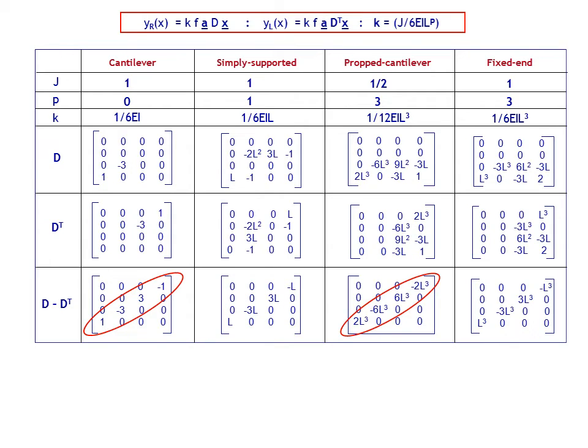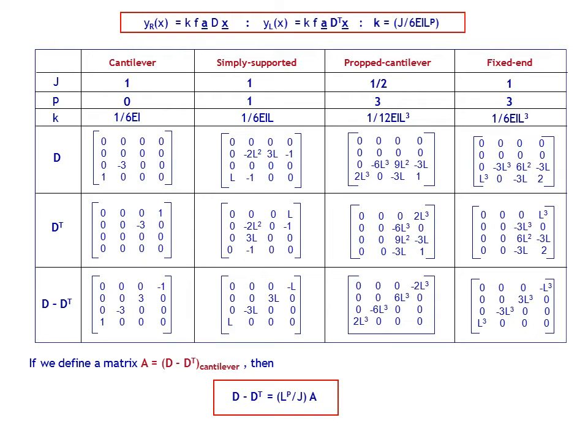Similarly, all the elements on the rising diagonal for the propped cantilever beam are 2L cubed times those for the cantilever beam, and for the fixed end beam they are L cubed times the corresponding elements in the cantilever beam. This allows us to write a relationship between D minus D transpose for the four beams. If we call D minus D transpose for the cantilever beam matrix A, which is a constant matrix and so beam independent, then we can write the relationship as D minus D transpose is equal to L to the power p over j times A. This relationship gives rise to a surprising property of beams with a single point load, as we will see later.